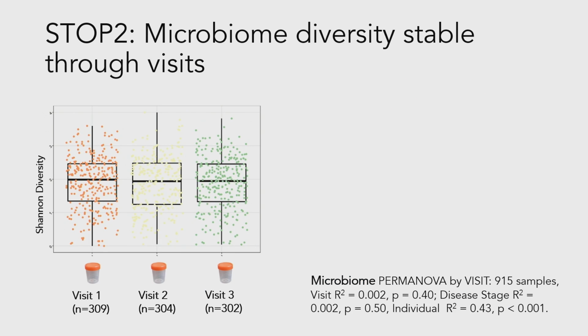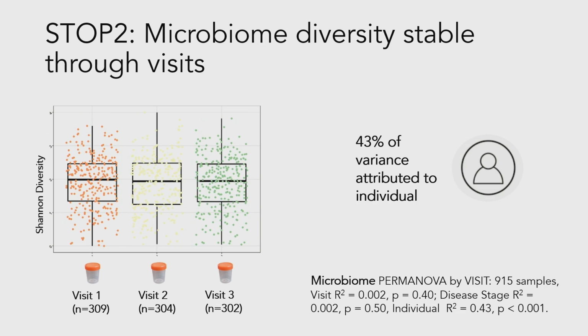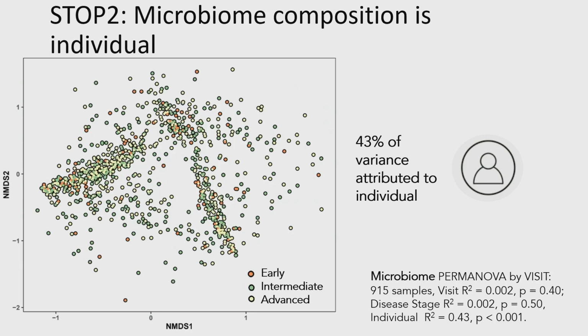So one thing that's interesting that emerges in this particular data set is that we don't actually see a big change in the total diversity of the samples through the visits. Here I'm showing you visits 1, 2, and 3, and the Shannon diversity. This is consistent with what we've seen in other studies: most of the variance can be attributed to which individual donated the sample. In this case, nearly half of the variance comes from the individual. There was no significance for disease stage or the visit on the 16S microbiome data set.